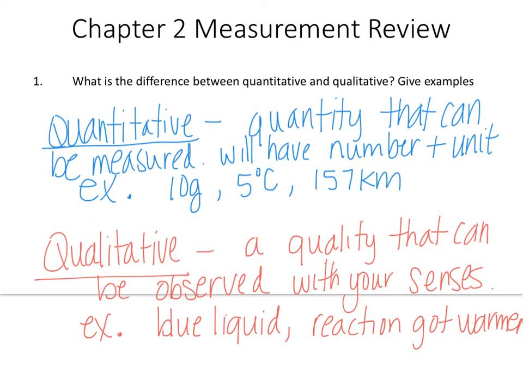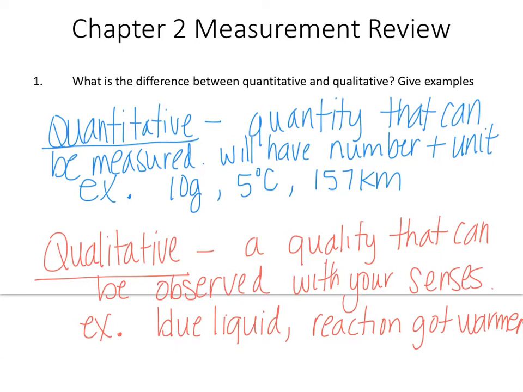So question 1 wants to know the difference between quantitative and qualitative data and to give examples. So I've written here that quantitative, remember, has a quantity that can be measured. It will have a number plus a unit. So examples would be 10 grams, 5 degrees Celsius, 157 kilometers. It's things that can be measured.